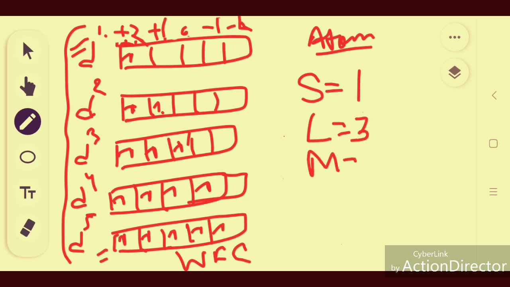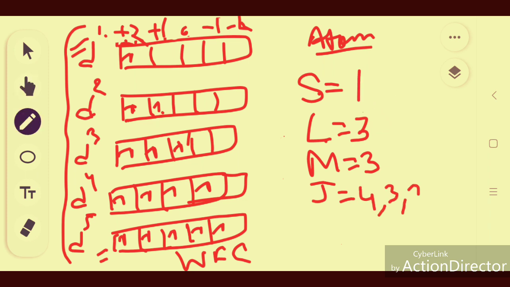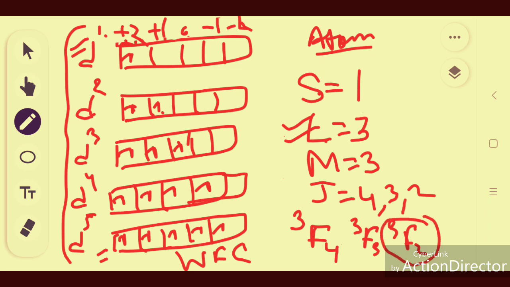Then multiplicity will be 2S plus 1, which is 3. Then the value of J will be L plus S, so 3 plus 1 is equal to 4. So this is 4, then 3, then 2. There are 3 values possible. If L is equal to 3, then the term will be F. Multiplicity is 3, and there are 3 J values, so 3 terms may be possible, 3F4, 3F3 and 3F2. But the ground state term among these 3 will be 3F2, because the configuration is less than half filled.